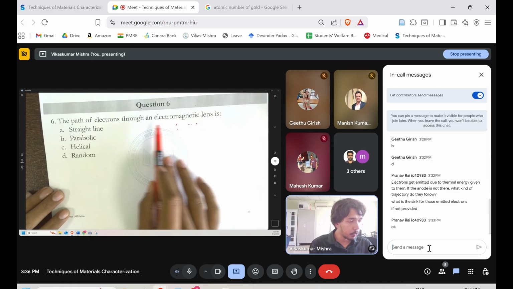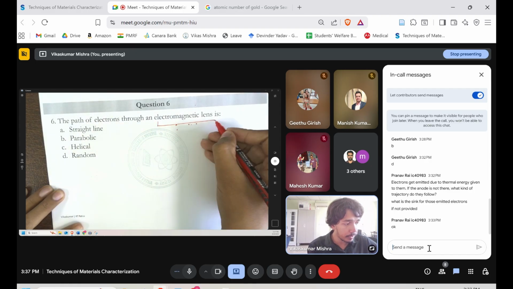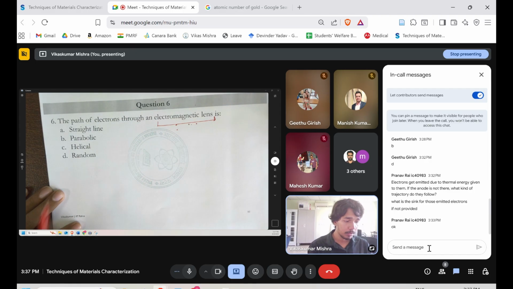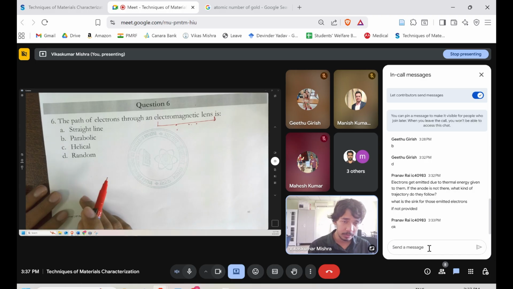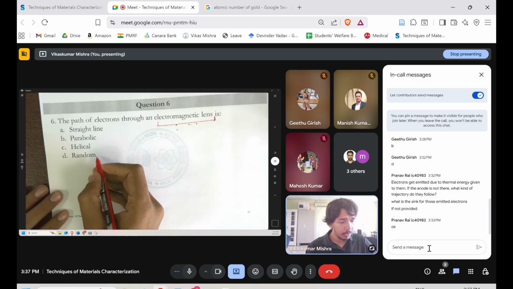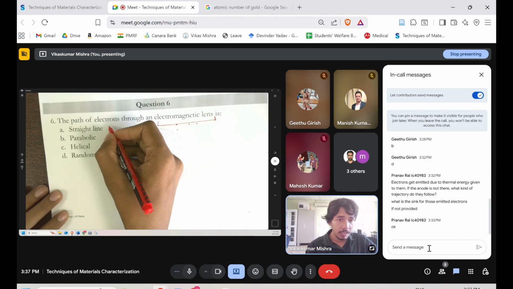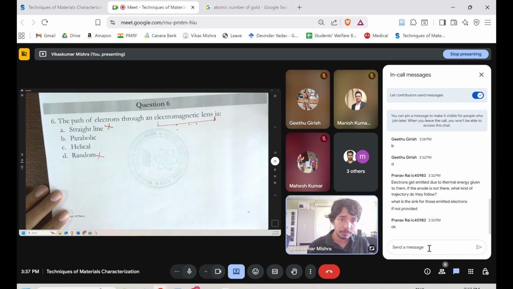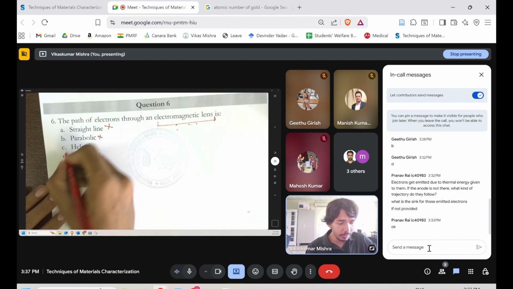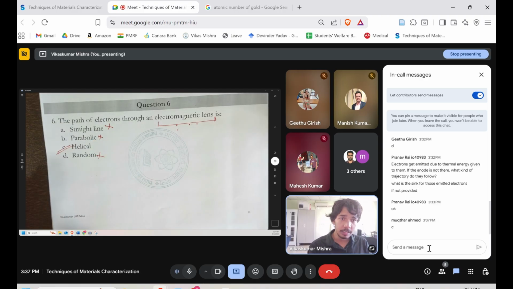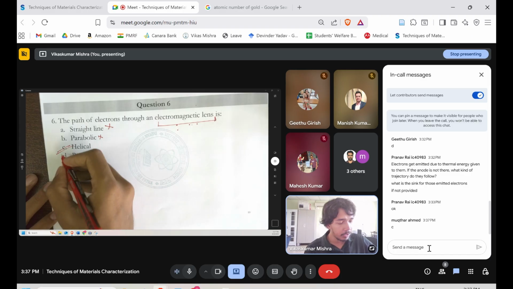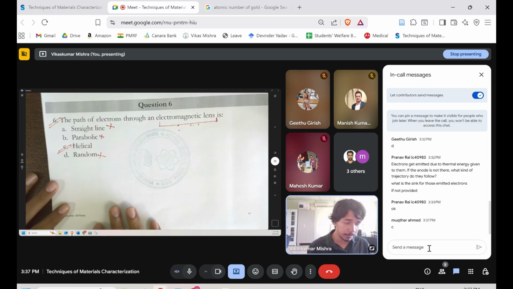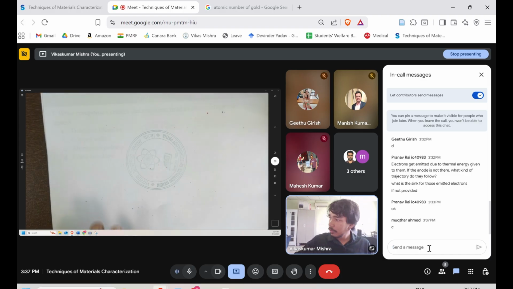What is the path of the electron through an electromagnetic lens? A, B, C, or D? Random is the one which we talked about, no anode, we are not applying any bias. So we know that this is not going to happen. A straight line, we decided that it's not going to happen. Parabolic path is not there. The only thing is right, it's a helical path. Very good. So Ahmed had said that option C is the right answer. Very right.